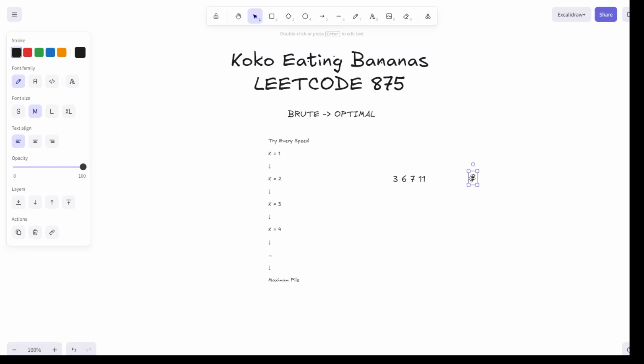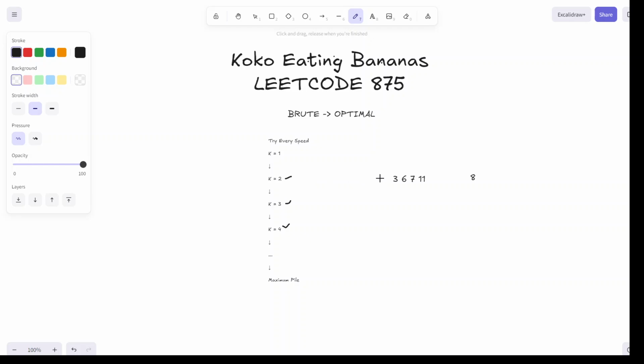So the simplest solution, the brute approach, is this: suppose Koko starts eating 1 banana every hour. Check if she can finish. If not, try 2 bananas per hour, and if not, then 3 bananas per hour, then 4 bananas per hour, and whenever we satisfy the condition of 8 hours, we stop. Let me try with 2, since we do not have time for the 1 case.